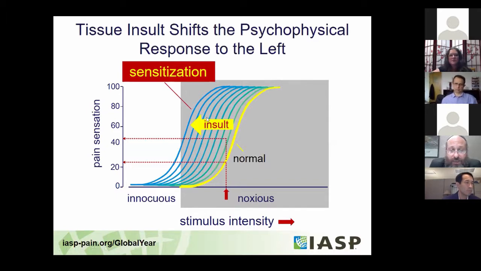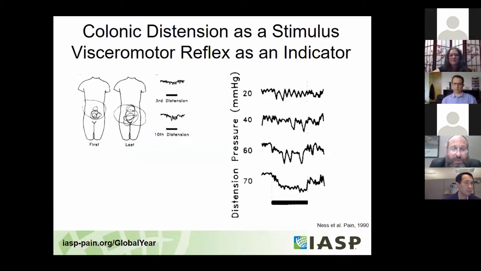So this is some work by Ness, Metcalf, and Gebhardt, where they inflated a balloon. They did colonic distension, and if you do repeated episodes of distension, people will report that the region of pain is larger. And if you measure abdominal muscle activity, there is increased abdominal muscle reflex activity, and if you apply greater levels of pressure, you'll get an even enhanced reflex response.